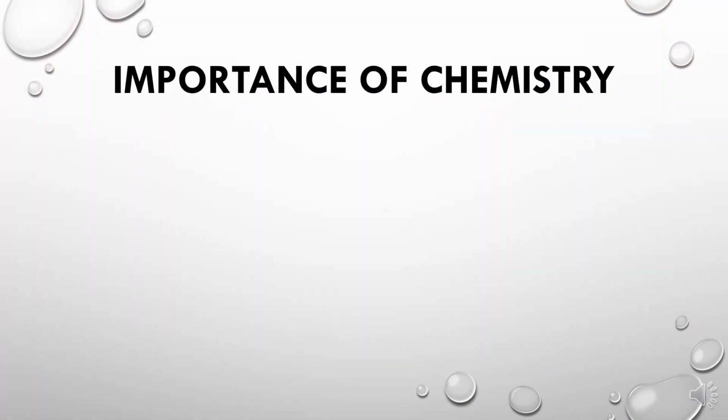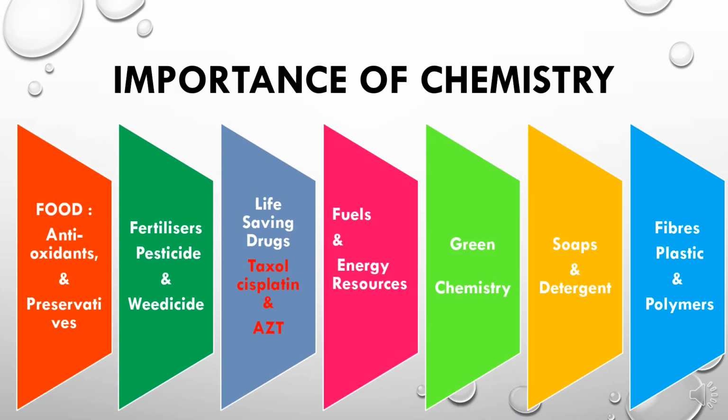Next, we come to the importance of chemistry in our daily life. As you can see around yourself, chemistry is involved in every field of our life. For example, food. All the nutrients in our food, you know, are particular chemicals like proteins, carbohydrates, and moreover, to preserve our food and provide a long shelf life, we add certain chemicals as antioxidants and preservatives. For increasing crop yield, we require fertilizers, pesticides, and weedicides. They are also given by chemistry.